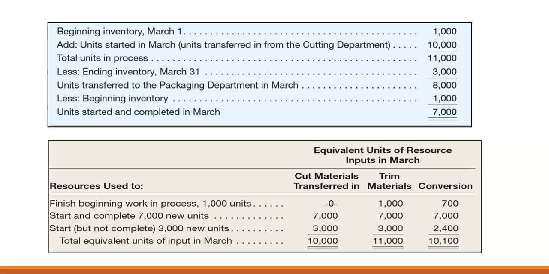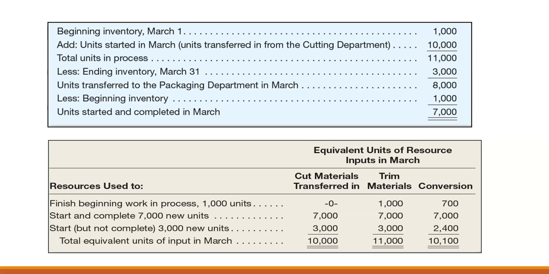when we transfer materials in, when we add materials to them, and then our conversion, which is our direct labor and overhead. So we have 7,000 units that we started and completed during the month. We had 1,000 units already in process. So if we look at the cut materials transferred in, those 1,000 units were already through step 1. So they were 0% for the cut materials transferred in. We have 0 equivalent units because they were already through that step.